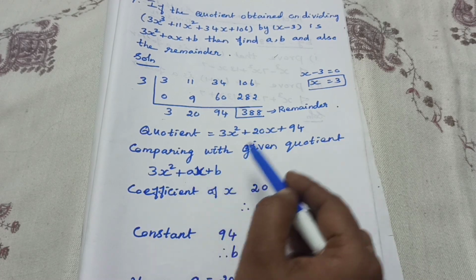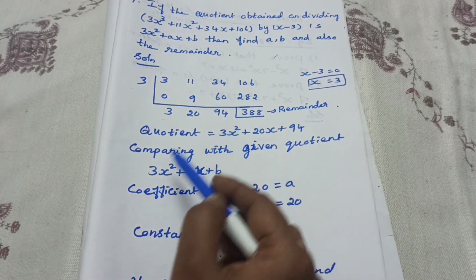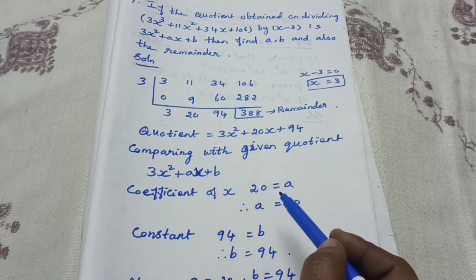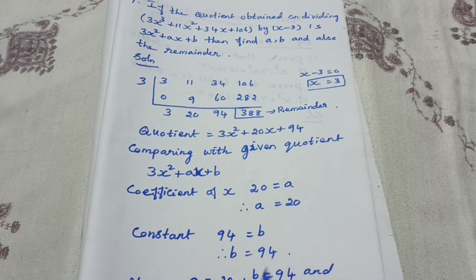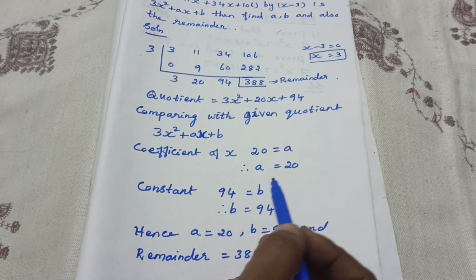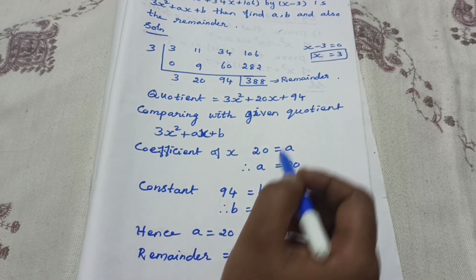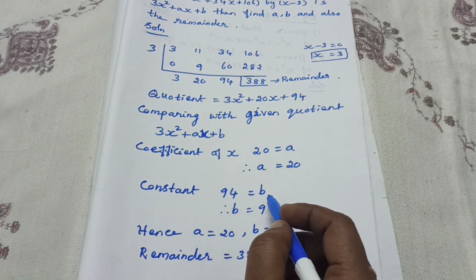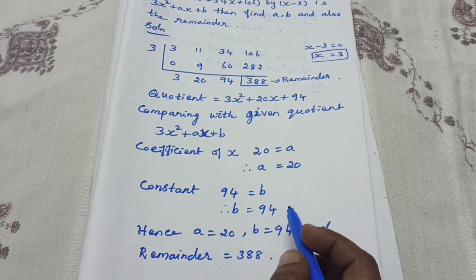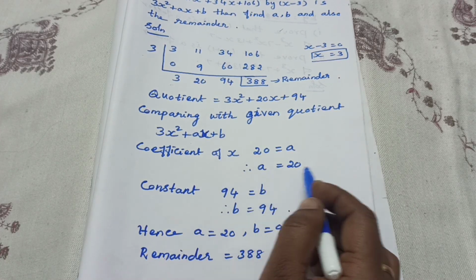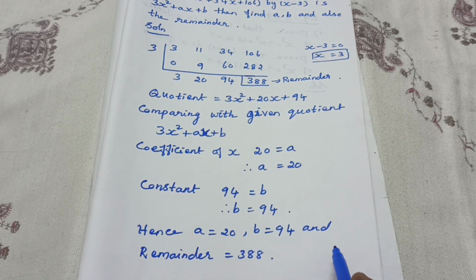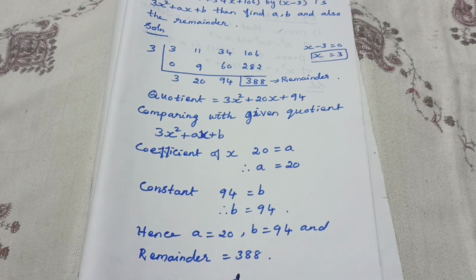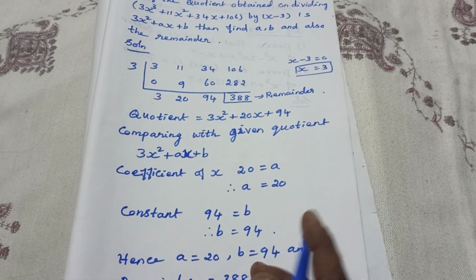These two are equal, first term equal, isn't it? Then a is equal to 20. Then the constant: here the constant value is 94, here it is b. 94 is equal to b, therefore b is equal to 94. Hence we get the answer: a is equal to 20 and b is equal to 94 and the remainder is this one. Did you get this answer? Have you all completed?